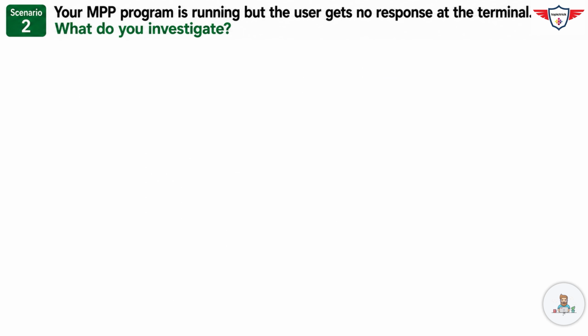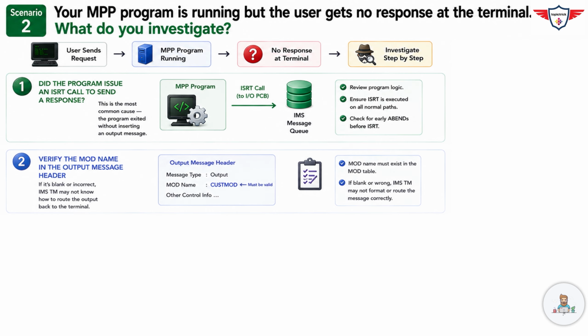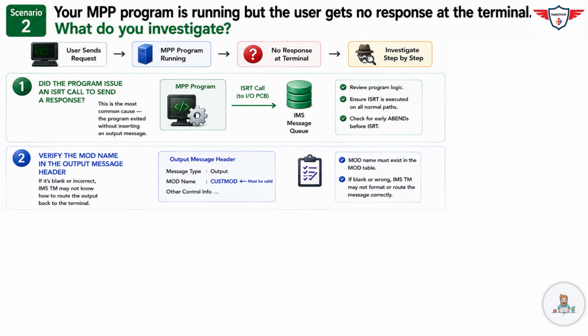Now let's move on to our next question. Your MPP program is running, but the user gets no response at the terminal. So how are you going to investigate the actual problem? What are your steps for that? Now the very first thing is, this is basically a classic IMS DC production support scenario, right? So the very first thing that you need to check in this case is whether your program actually issued an insert call against the input output PCB to send a response. This is basically the most common cause of this problem: your program exits without inserting an output message.